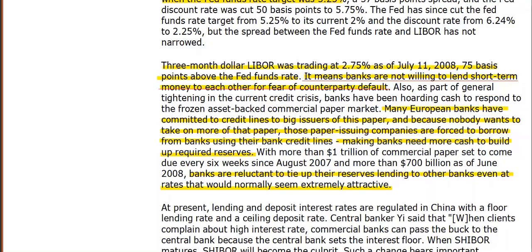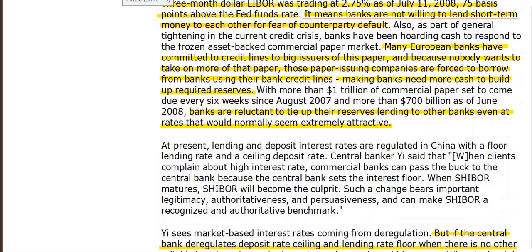So instead of the Libor, where banks actually sent money back and forth to each other, actually funded this paper, the Fed and the other central banks had to step in and do it. Otherwise, everything would have locked up, which it did.